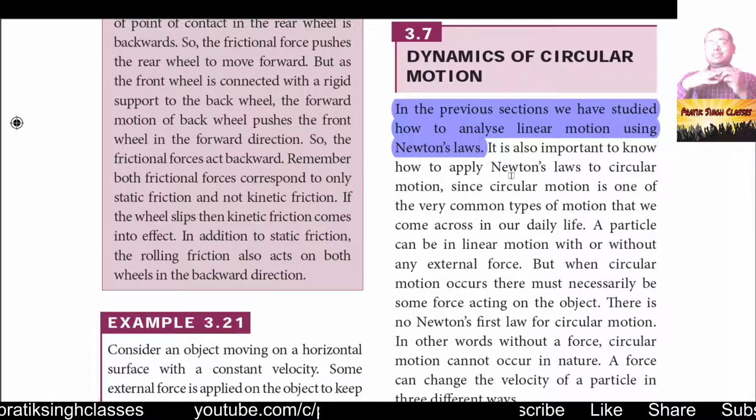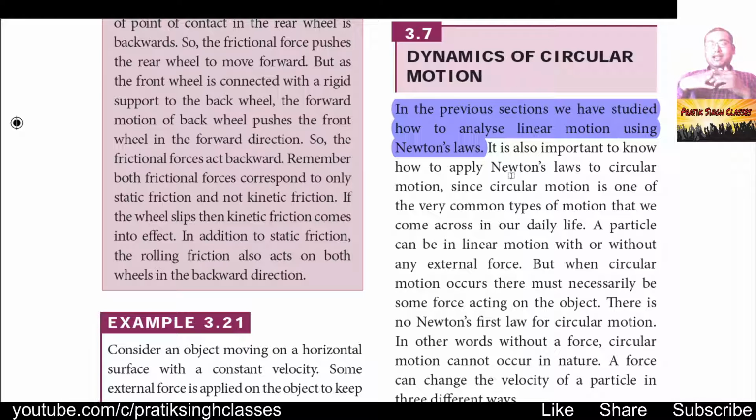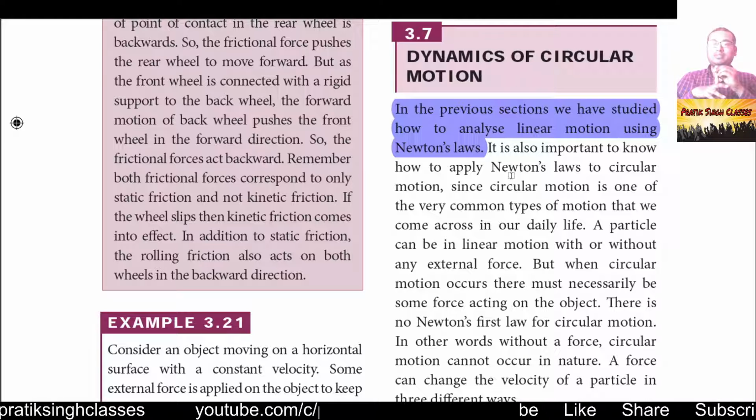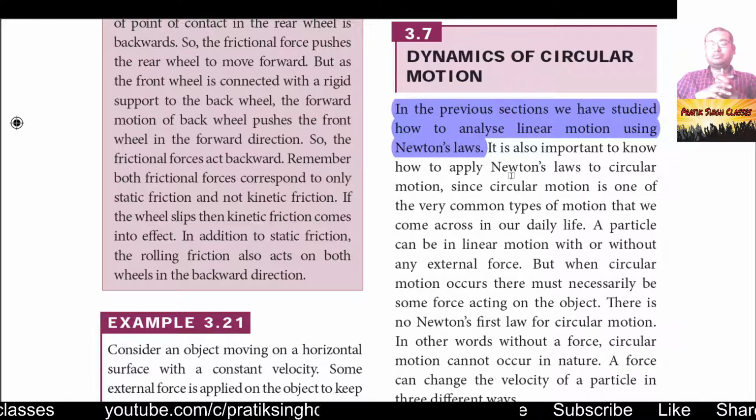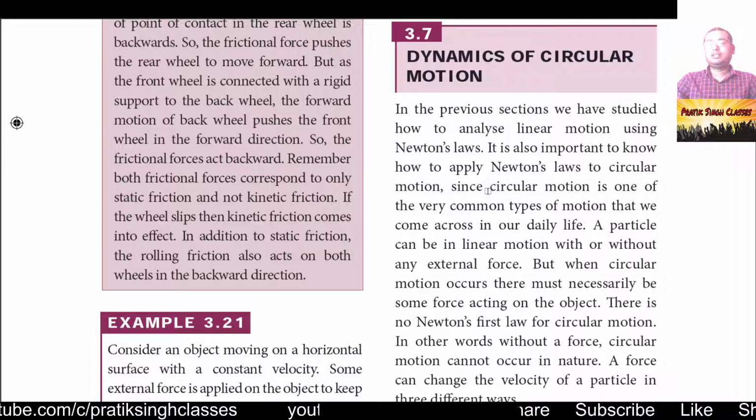From Newton's second law of motion, we get that F is directly proportional to the rate of change of momentum, or F equals dp by dt, and F equals ma: force is equal to mass into acceleration. Then from the third law we get the action-reaction pair, that is F of 2 on 1 is equal to minus F of 1 on 2. All of these were given in the case of linear motion, when the object was moving in a straight line.